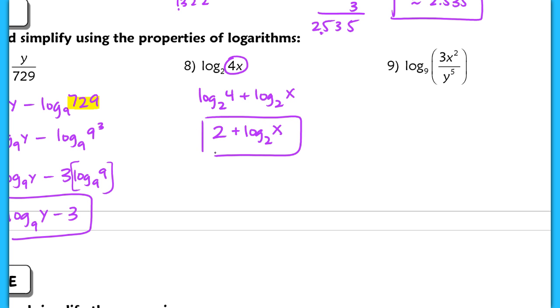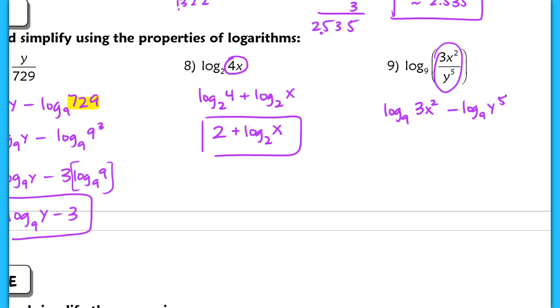In number 9, if we expand this, this one's going to be a little bit trickier. We have a full quotient here, so we want to split up first the quotient. So write that as log base 9 of 3x squared minus log base 9 of y to the 5th.